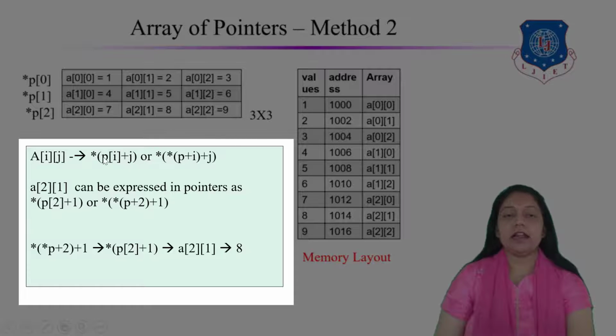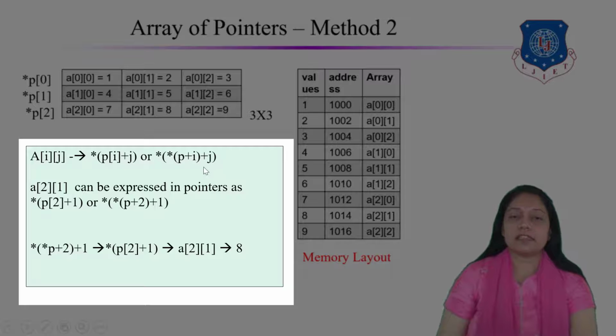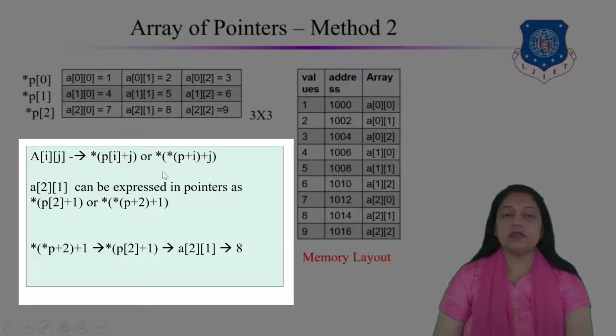Here I am using square brackets. The same thing can be done using round brackets also. For round brackets, you write star p plus i, which gives you the ith row of that particular two-dimension array, plus j means the jth column of the ith row. And if you want the value, before the whole bracket you write star, so you will get the value of that ith row and jth column. So this is the notation for accessing any value in a two-dimension array using pointers.